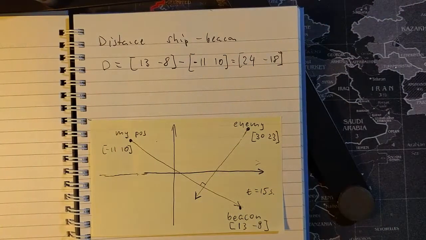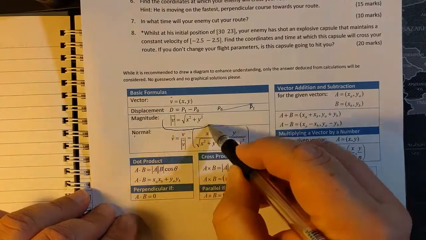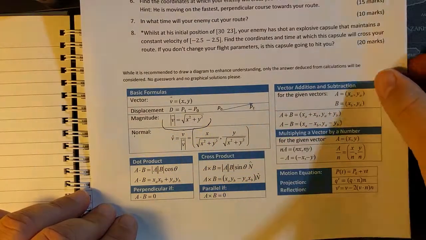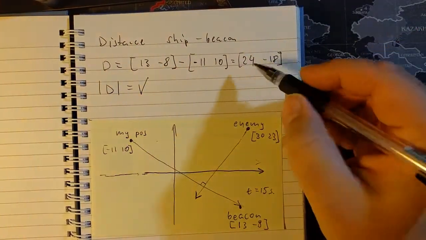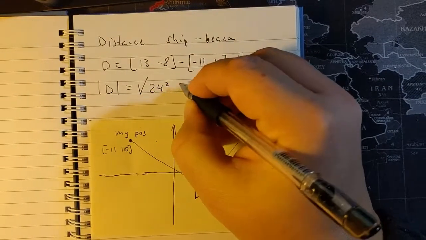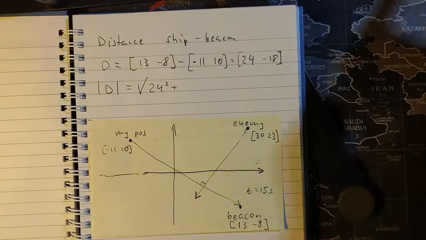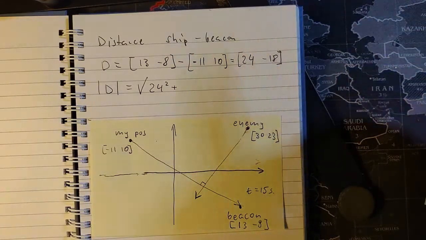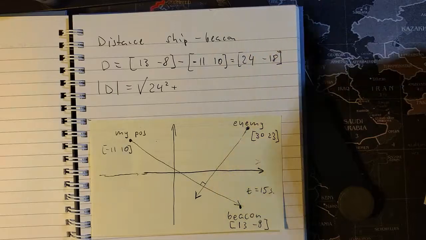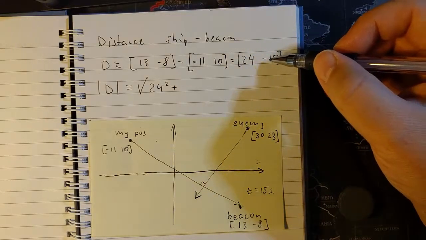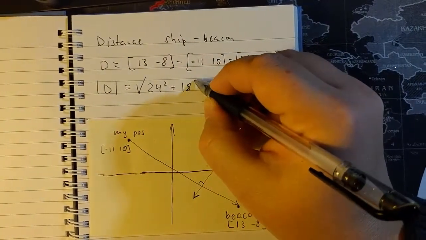And for the magnitude of the vector, we have this well-known formula here. So the magnitude of d is the square root of 24 squared plus minus 18 squared. But I know that the square of a negative number is always positive and actually equal to the square of the corresponding positive number. So I won't even copy this negative sign here. I will simply put here 18 squared.